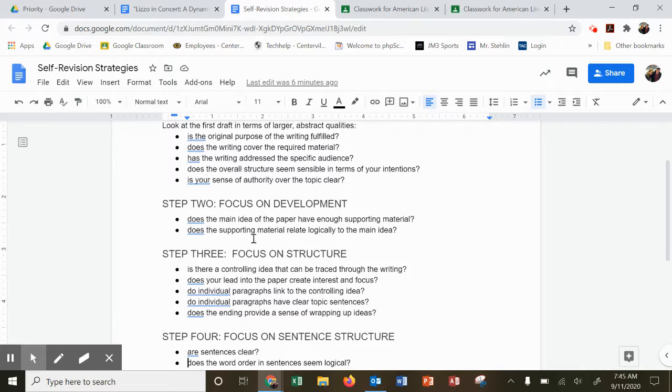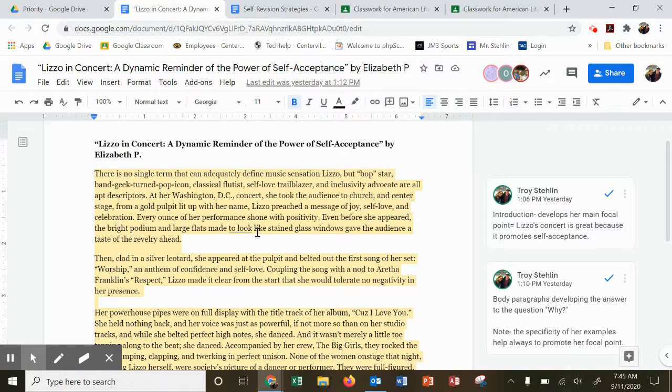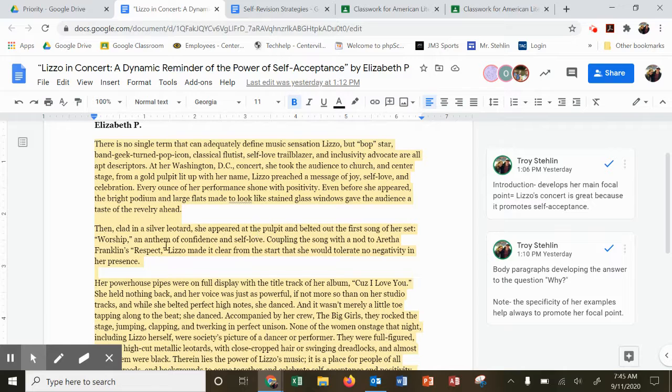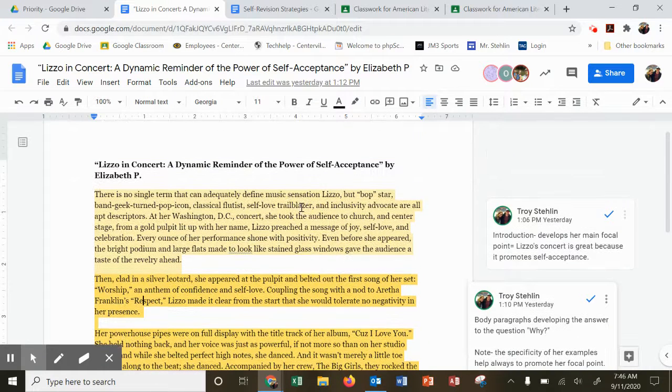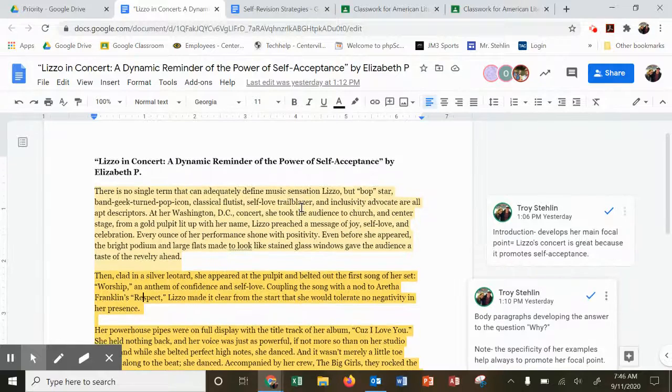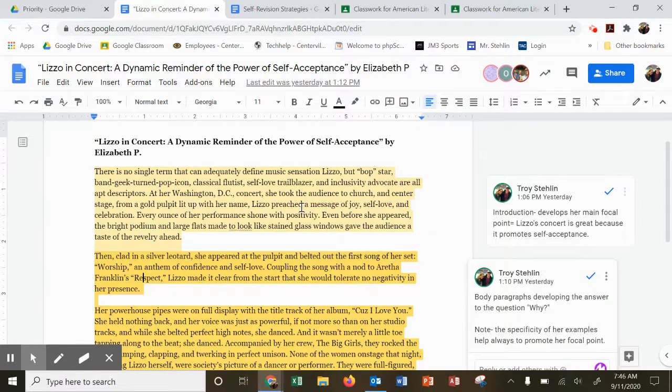So this is really important, right? So are you speaking specifically? Does your supporting material relate logically to the main idea? Well, the best way to think about this too is, as in the Lizzo review, right? Does your example, in this case, Aretha Franklin's Respect, support your main idea of positivity and self-acceptance? And the question can only be answered by yourself, right? Is this following the same thread that I set up in the first paragraph as in the second paragraph?